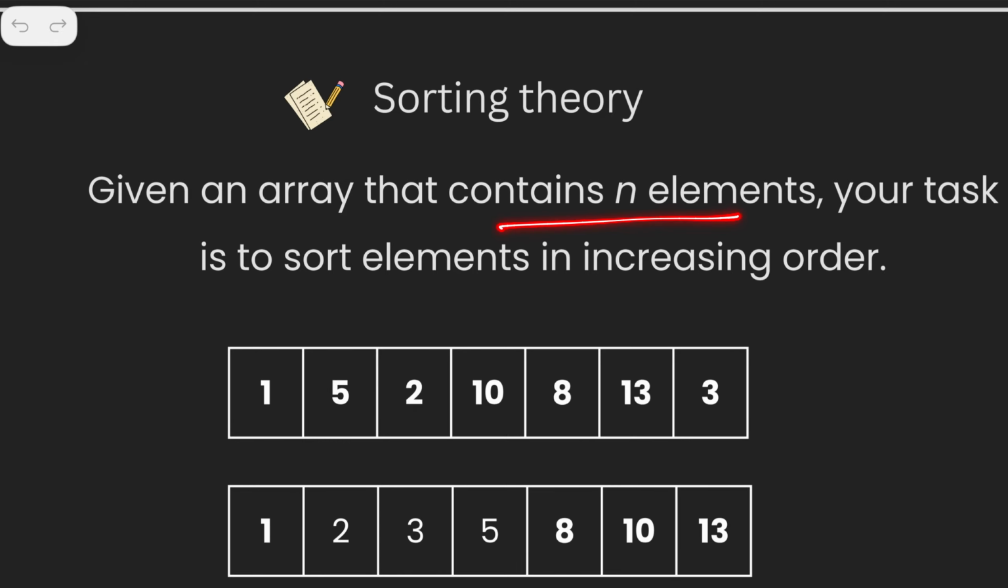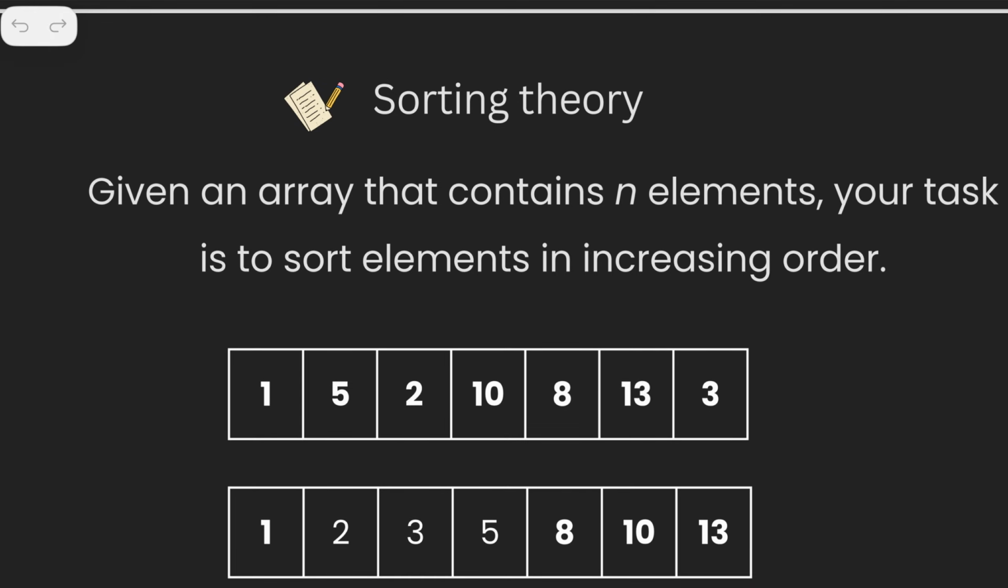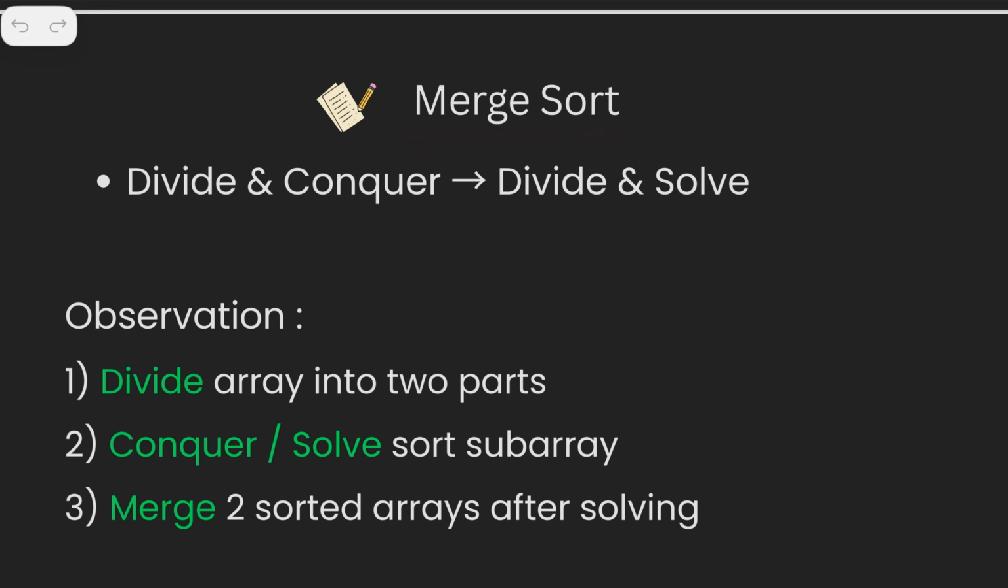Given an array that contains n elements, our task is to sort the elements, that means arrange them in increasing or decreasing order. If you see the first array, all the elements are pretty much random, but if you look at the second array, all the elements are arranged in proper way in an increasing order. So our primary task will be to convert the first array into the second array. Let's get started with merge sort.